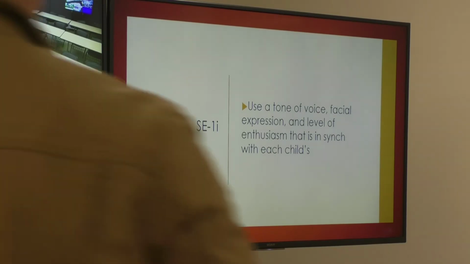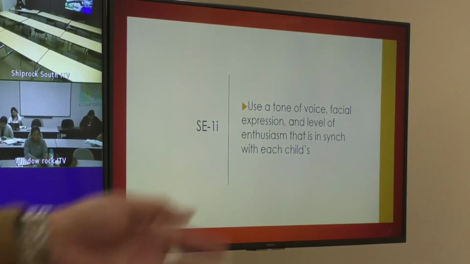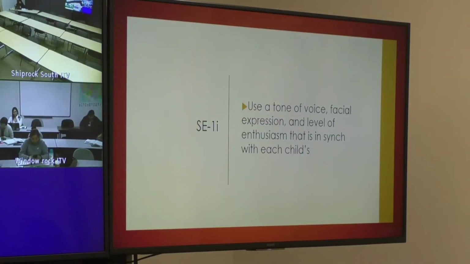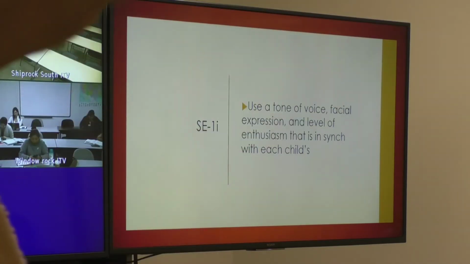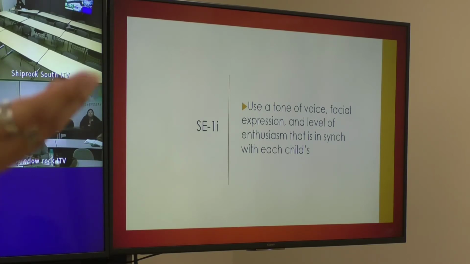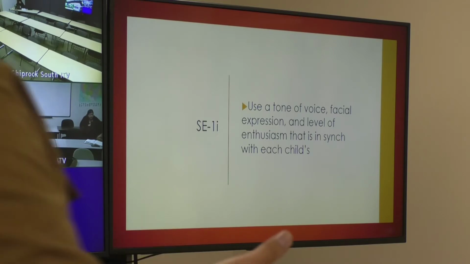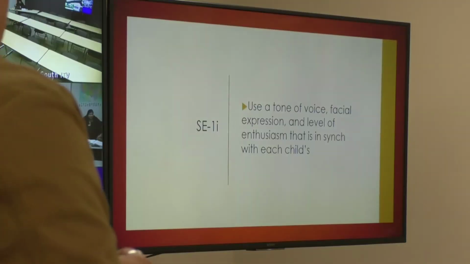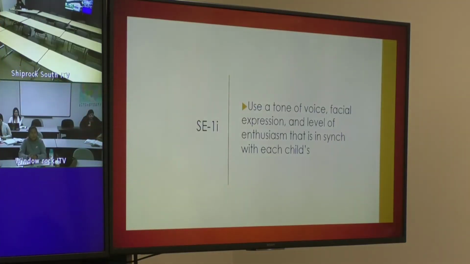So one of the things is using a tone of voice. When I was talking about the immersion program, they were working with little kids, and their tone was way up here. So you had a lot of little kids like, what is going on? Oh my gosh. And then I would come in as a counselor, like, hey, how's it going, guys? And they're little tiny shell-shocked kids like, what is happening?